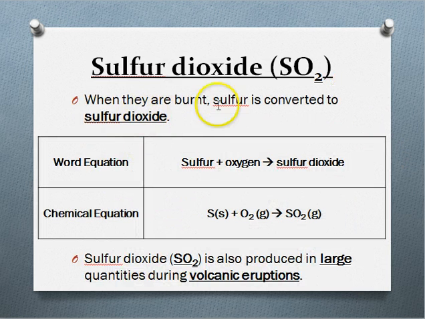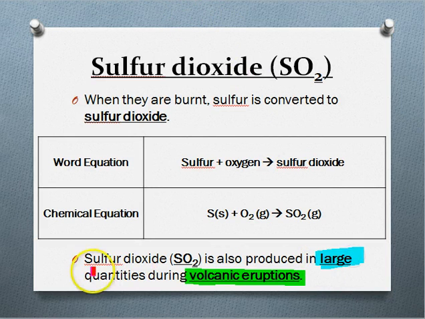As you can see here, when it is burned, sulfur will add to my oxygen to give me sulfur dioxide. Another way that it can be produced, rather than burning of fossil fuels, is during volcanic eruptions. So when volcanoes erupt, there's a lot of sulfur dioxide being produced. You can see large quantities of sulfur dioxide.